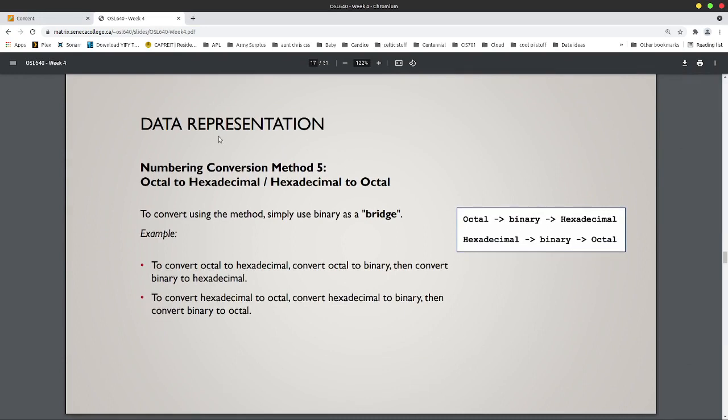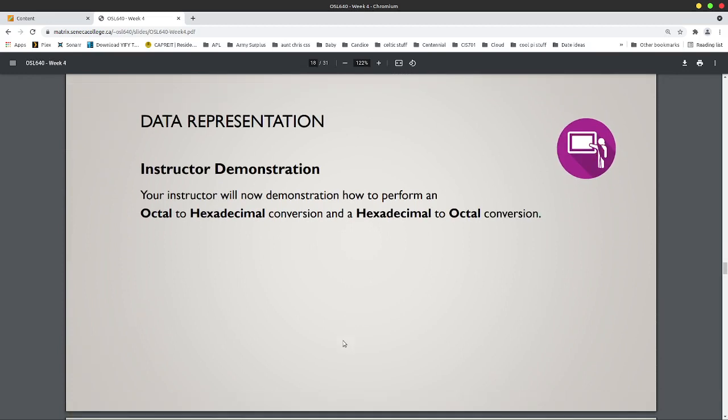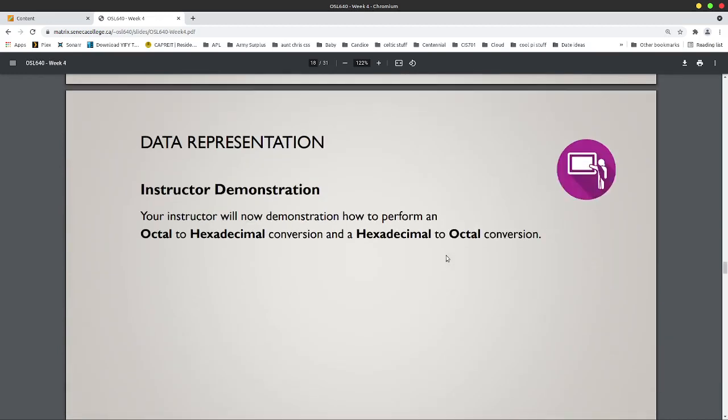If you have to do octal to hexadecimal and hexadecimal to octal, the method we recommend at Seneca is to use binary as a bridge. So convert your number to binary first, and then you can convert to the other just as we just did. So octal to hexadecimal, hexadecimal to octal. Let's have a look at some of those.